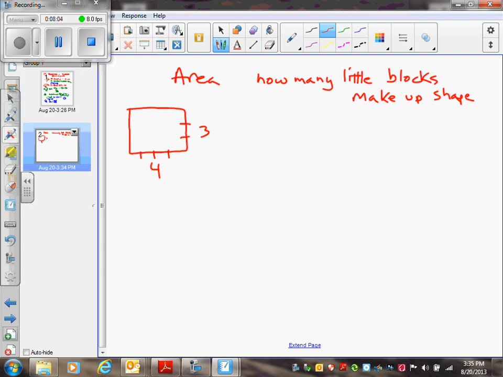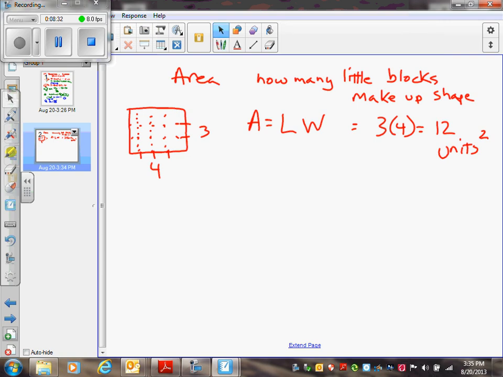If I extend these little blocks, you can count that there are 12 blocks. Well, we get area is equal to length times width for a rectangle. So 3 times 4 is 12 units squared. Area is always in square units.